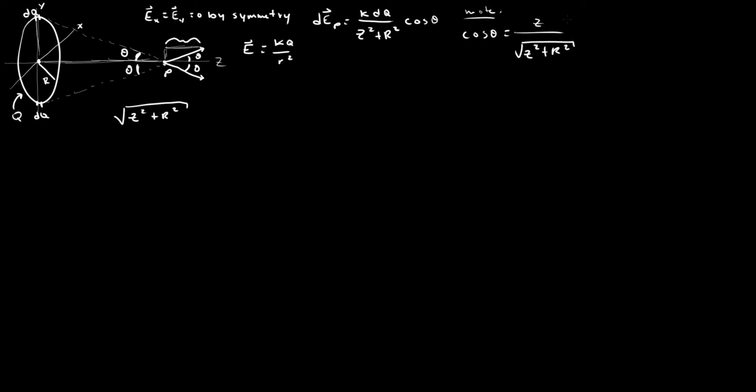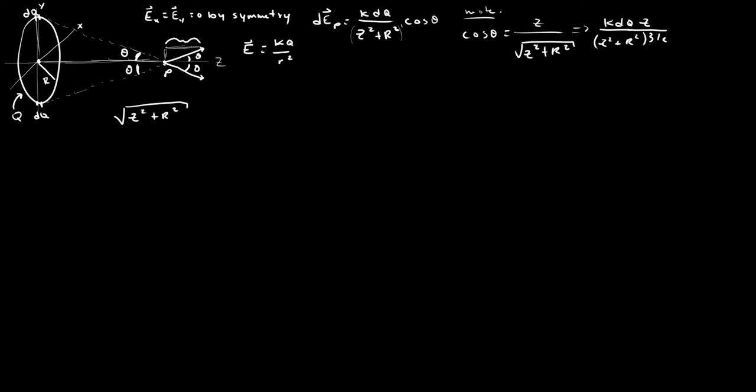Now we can use this and plug that in for cosine. We can say that the tiny piece of the electric field is equal to k dq divided by z squared plus r squared to the 3/2, because you can imagine this as being to the 1 and this as being to the 1/2, and you add those together to get z squared plus r squared to the 3/2. And in the numerator you have to put z as well, because there's z in cosine.